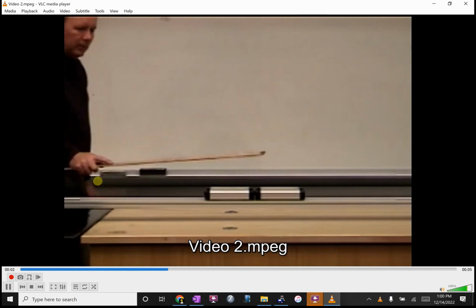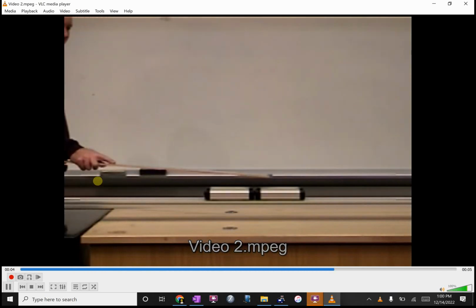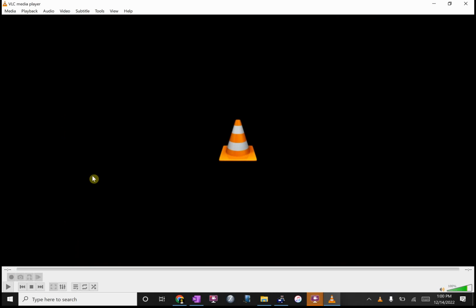Equal masses. Explosion. One of those was big mass, small mass. One of those was same mass, same mass. Let's watch them again.